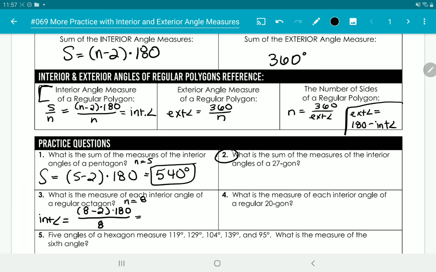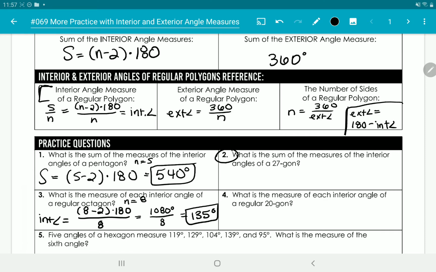If we calculate what's on the top, we're going to get 1080, because that's how many degrees are in an octagon if you add up the interior angles. We're going to divide it by 8 since all of them are the same, and that's going to give us that each of them is 135 degrees.